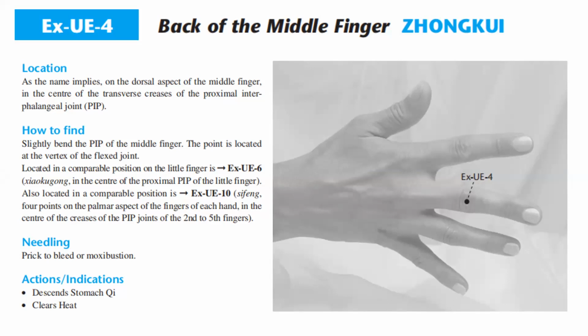Located in a comparable position on the little finger is EXUE6, in the center of the proximal PIP of the little finger. Also located in a comparable position is EXUE10, 4 points on the palmar aspect of the fingers of each hand, in the center of the creases of the PIP joints of the second to fifth fingers. Needling: prick to bleed, or moxibustion. Actions, indications: descend stomach qi, clears heat.